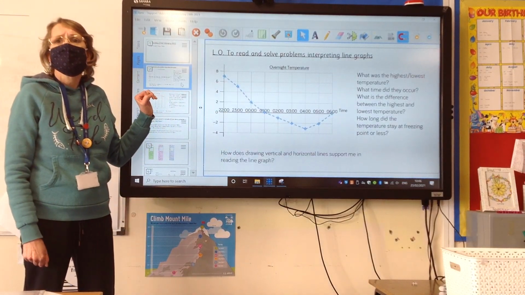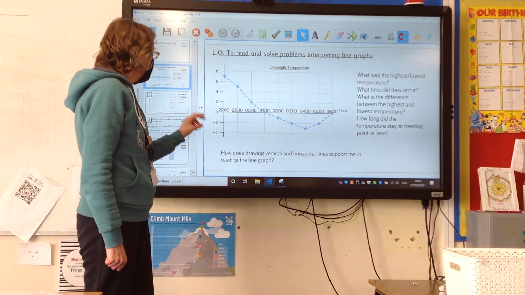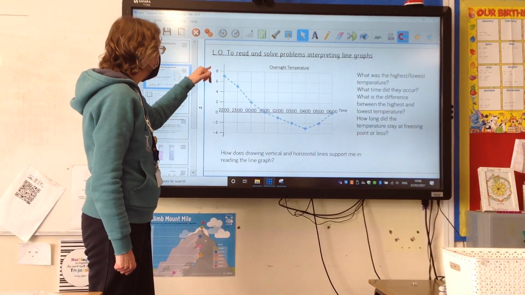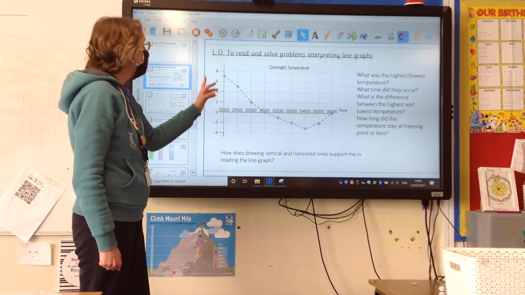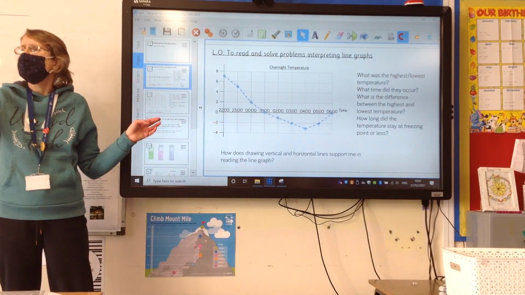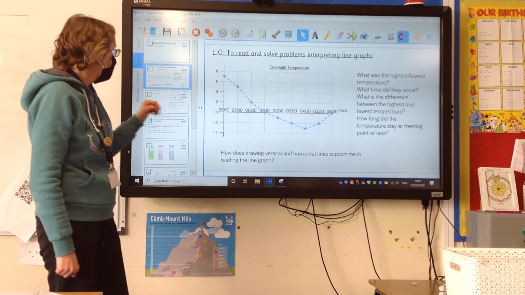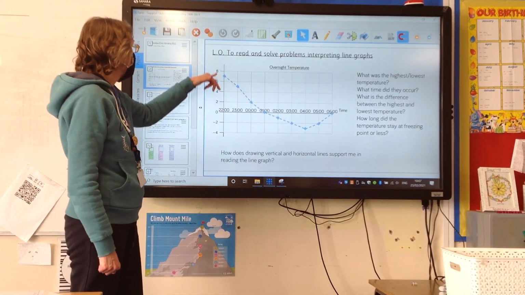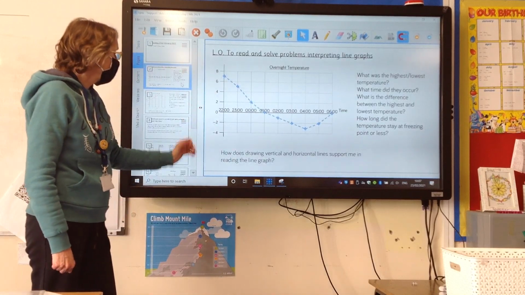Is it a measure? Yes, the unit of measure. It's all very well to put the scale, but what are we measuring? What is the unit of measure? What would you expect that to be? Degrees. Degrees centigrade, yeah. So it starts at -4 and then goes up to 8. But you would expect it to be labelled so that it's nice and clear.